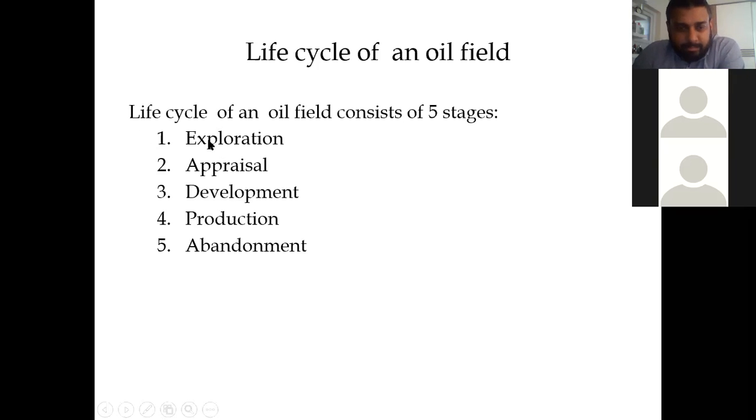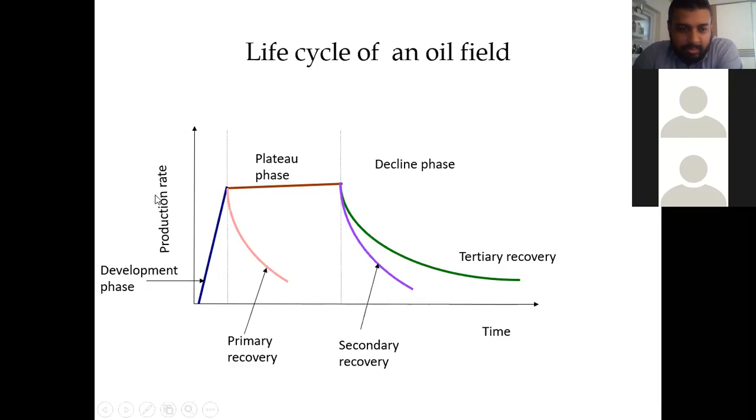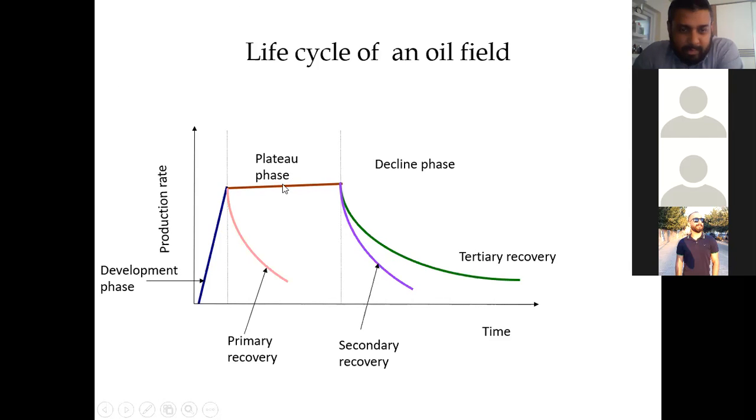The oil field life consists of 5 main sections: exploration, appraisal, development, production, and abandonment, as we talk about here. We explore, we develop, we have the plateau phase, then we have the decline phase.